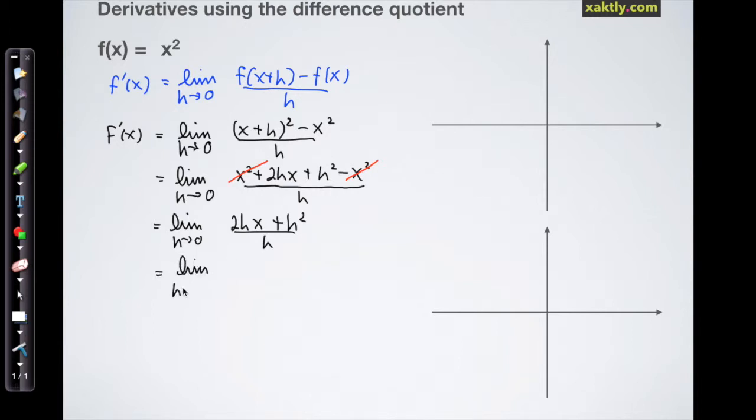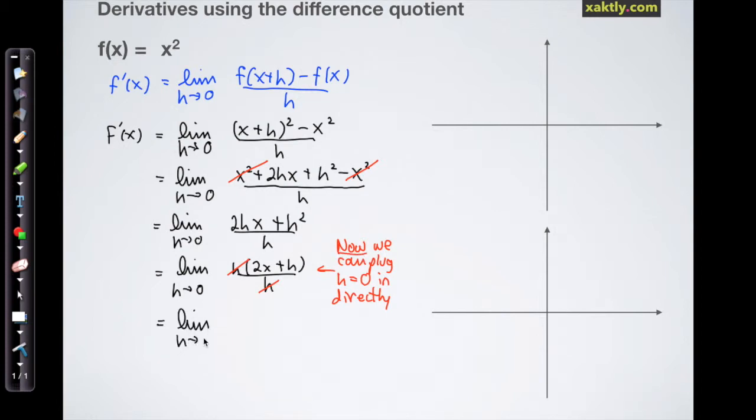So I'll just factor this numerator so you can see this a little more clearly. We have h times 2x plus h in the top and h in the bottom, and now those h's cancel. And so now we're in a position to just substitute 0 directly in for h. It's not in the denominator to mess us up anymore. So we have the limit as h goes to 0 of 2x plus h, which is just 2x. So the derivative, or the slope function, of f of x equals x squared is just 2x.